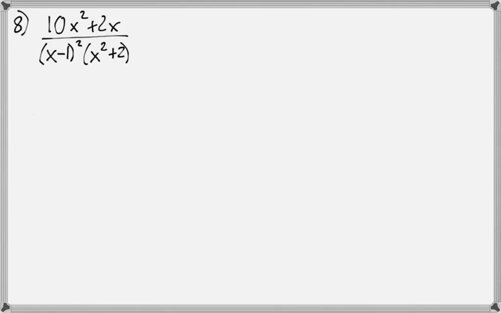On question number 8, we have a repeated linear factor, and then if we try to factor this, we can't, and there's still an x squared there. So that's an irreducible quadratic factor. The numerator you never have to worry about factoring. So this is going to be equal to a over x minus 1 plus b over x minus 1 squared.